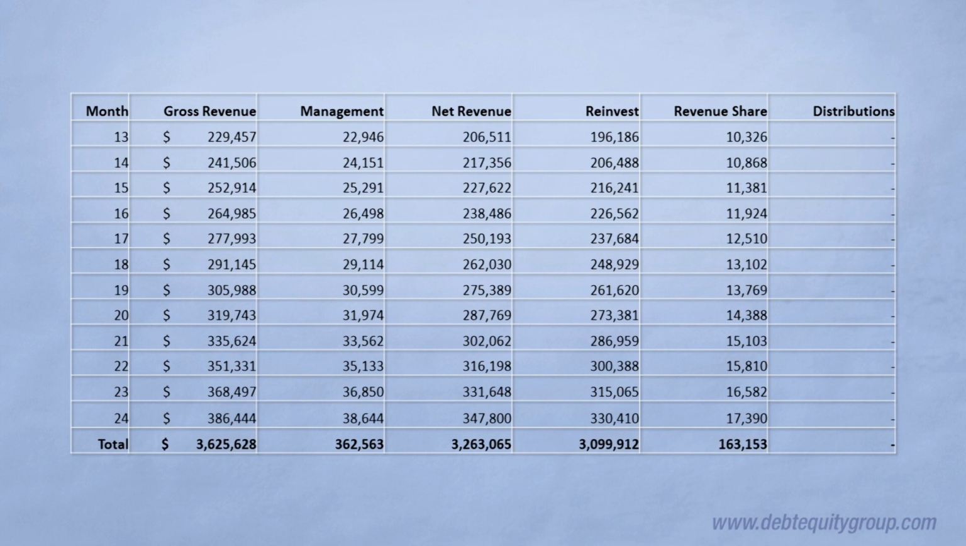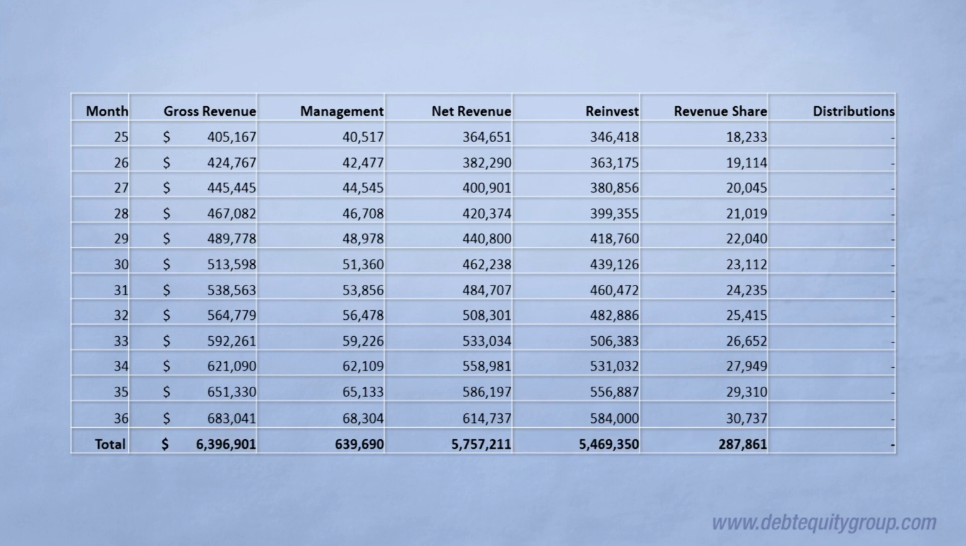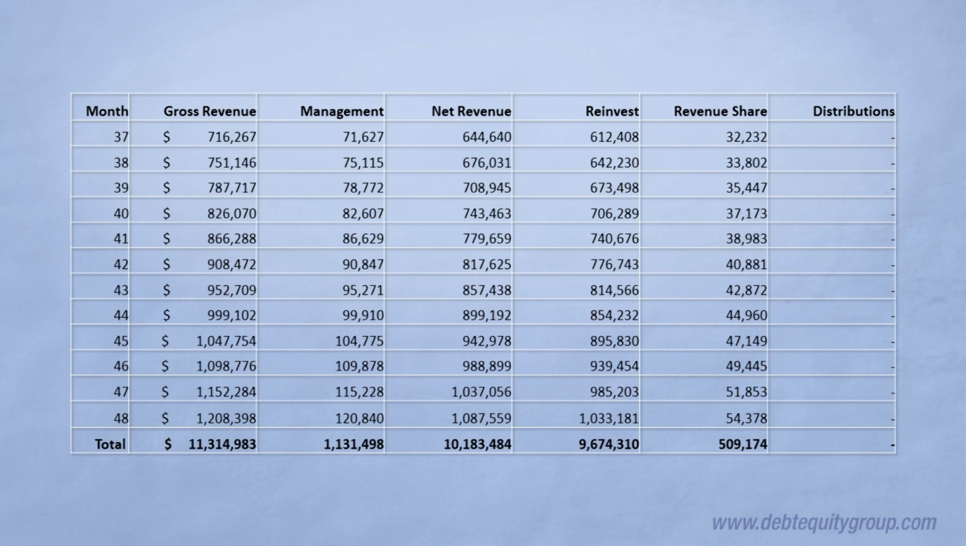So year 2 operates in exactly the same way as year 1. We keep growing the portfolio by reinvesting 95% of net revenue. You'll notice that we generate a total gross revenue of $3.6 million, reinvest about $3 million, and we distribute $163,000 to the investor. So we'll go through the next couple years applying the same math. Feel free to pause or slow down the video to take a closer look if you like.